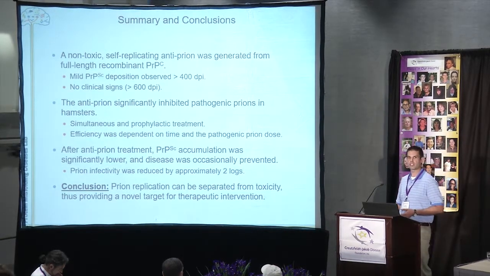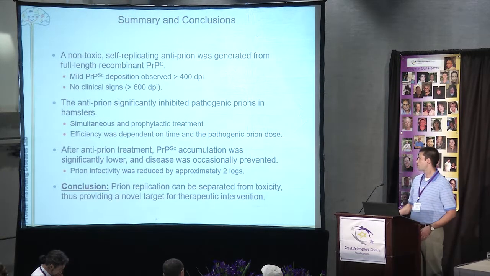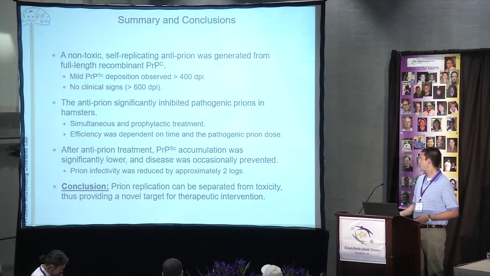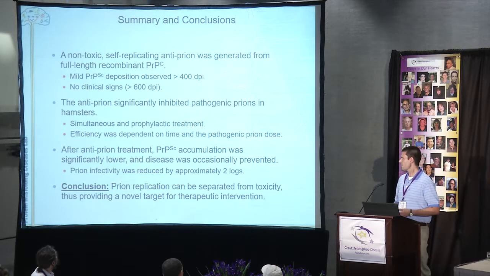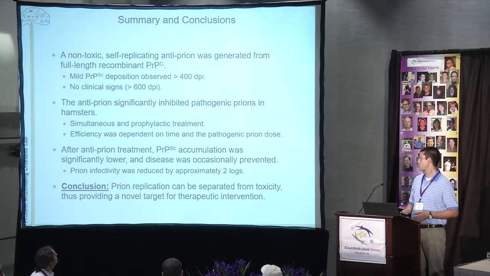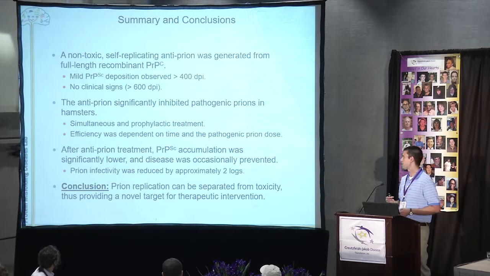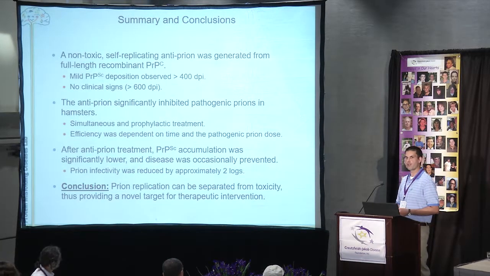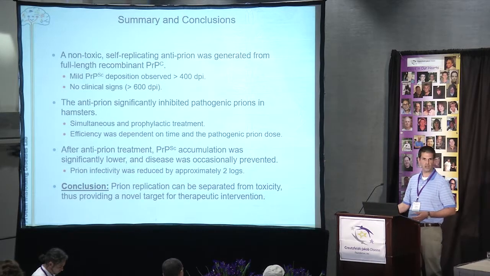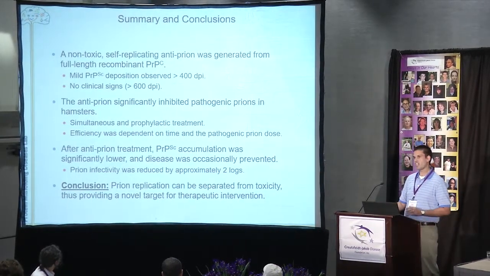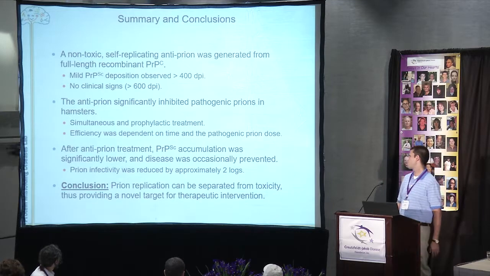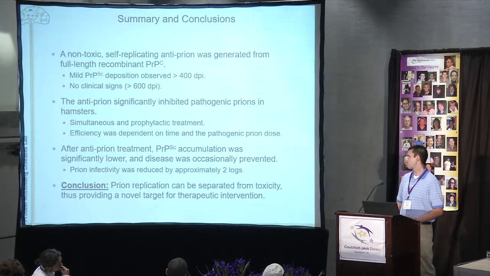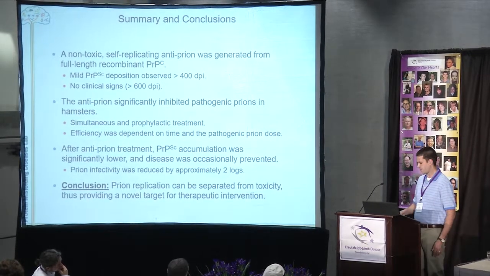I showed this both with the simultaneous treatment as well as the prophylactic treatment, and we showed that this efficiency was dependent on time and the pathogenic prion dose. And lastly, after the antiprion treatment, PrPSc accumulation was significantly lower and disease was occasionally prevented, and we estimated that prion infectivity was being reduced by 99% or by 2 logs. So the take-home message from this study is that prion replication can be separated from toxicity, and this provides us with a novel target for therapeutic intervention.